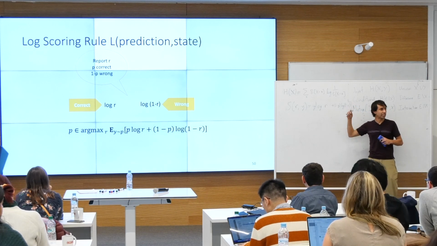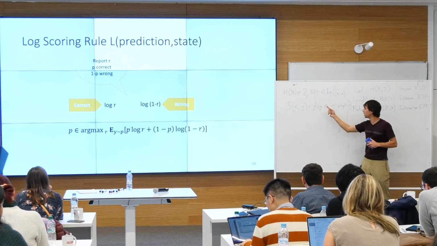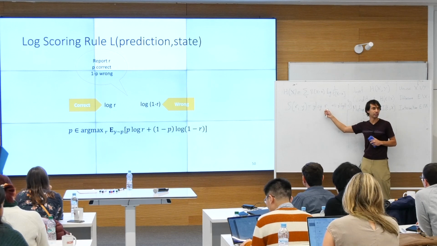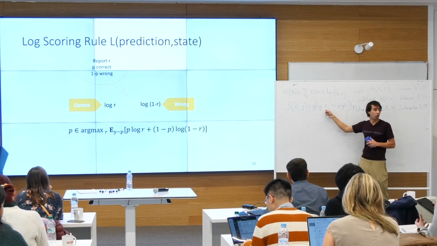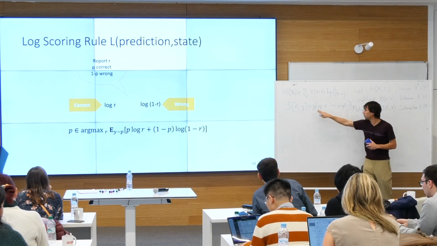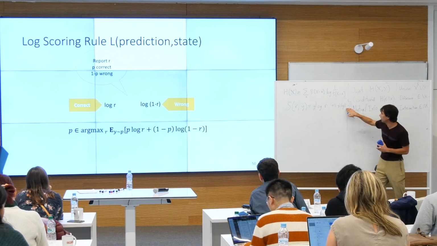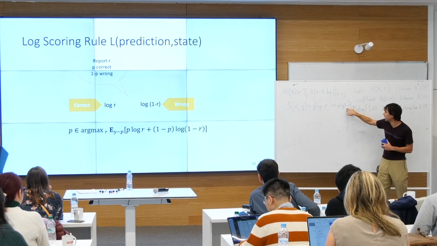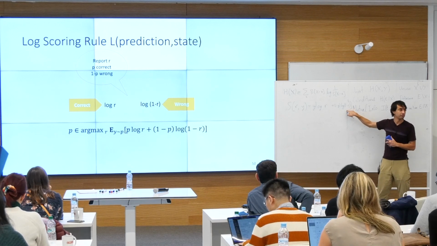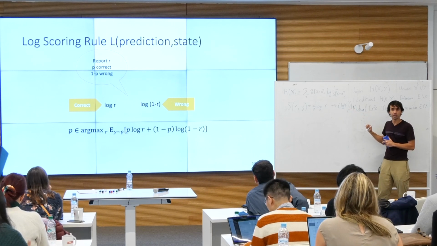Remember this idea from before? So Y is just selecting which score you get. You predicted an R probability that it's 1. If it is 1, you get log R. If Y is 0, you're going to get this, which is the probability that you assign to 0. So that's the log scoring rule.